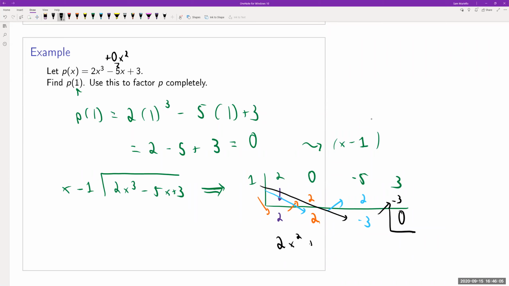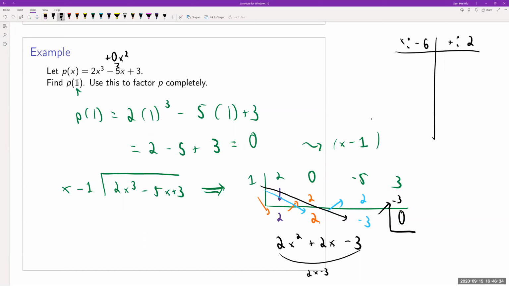2x squared plus 2x minus 3. Let's see if we can factor this any further. In order to factor this, I'll make a chart here because I need to have two numbers that multiply to make negative 6 and add to make 2. The negative 6 comes from the 2 times the negative 3. If you know the box method or the cross method or some other method of factoring, you're welcome to continue to use your way. I'm going to set this up here.